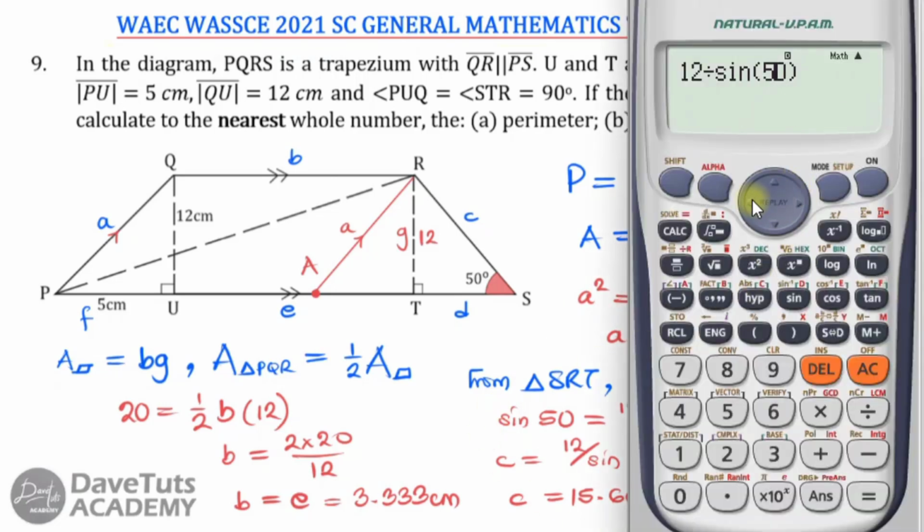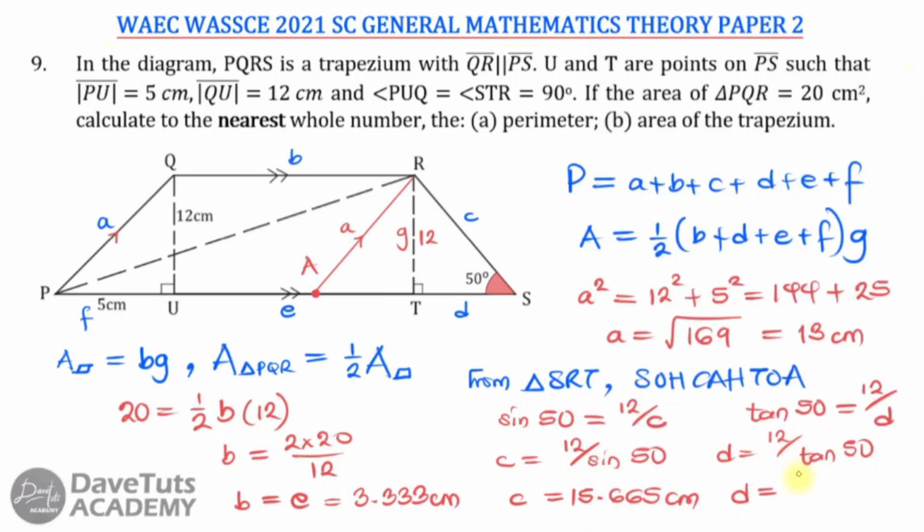I can just change this, deleting this and putting tan. 12 over tan 50, 10.069. So this is 10.069. Okay, again, the unit is centimeters. What else? We are looking for our E. Okay, we have gotten E to be the same value as B, and that is 3.333 centimeters. And F, we have been given as 5 centimeters.